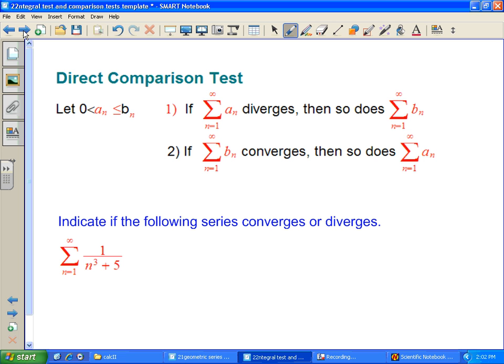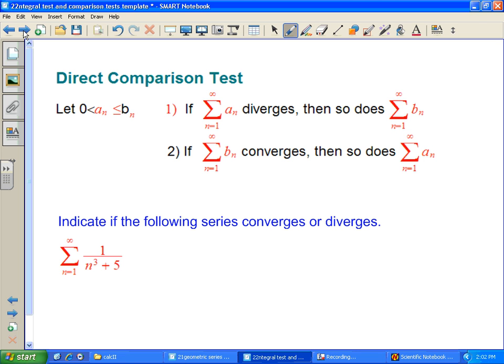In a direct comparison test, we already used it today. You didn't even know it. For example, when I said to you, summation 1 over n squared is convergent, what can you tell me about summation 1 over n cubed? There we were using the comparison test because 1 over n cubed is smaller than 1 over n squared. So that one converges as well. So that's all it's saying.